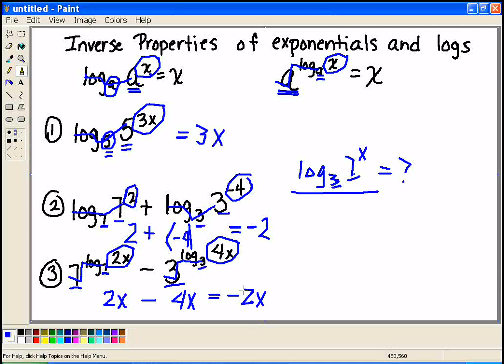So that is the inverse property of exponentials and logs, and this is very critical as we move forward. This is what we will use to actually solve exponential and logarithmic equations. So make sure you understand this. And once again, I know I've said it 100 times, but our bases have to match up. The base of our log and the base of our exponential have to be exactly the same before they cancel each other out.